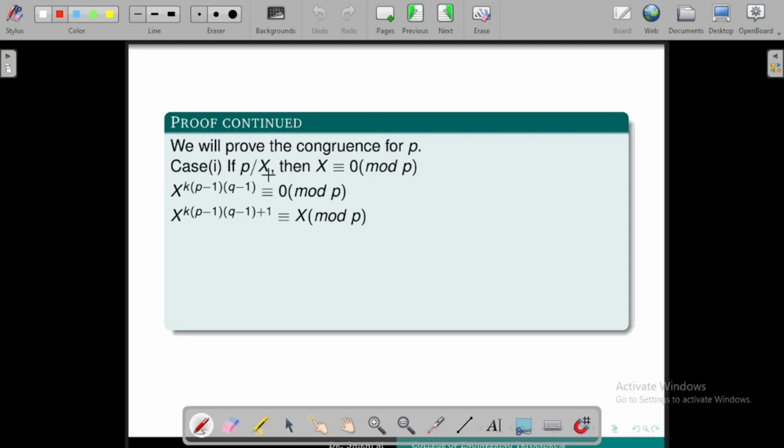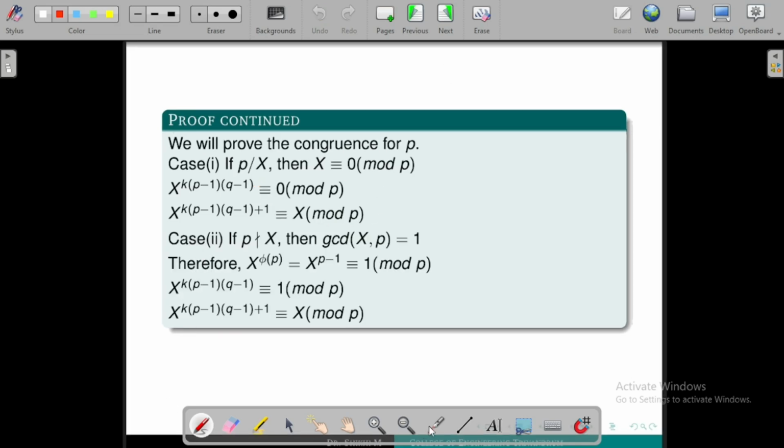Case 1: if P divides X, that is, X is a multiple of P, then X is congruent to 0 mod P. That is, when X is divided by P, the remainder is 0. We are taking X to the power K(P-1)(Q-1)+1. Then that is congruent to 0 to the power K(P-1)(Q-1)+1, which is again 0. So it's congruent to 0 mod P. And you know that 0 is congruent to X mod P. So you can write X raised to K(P-1)(Q-1)+1 is congruent to X mod P.